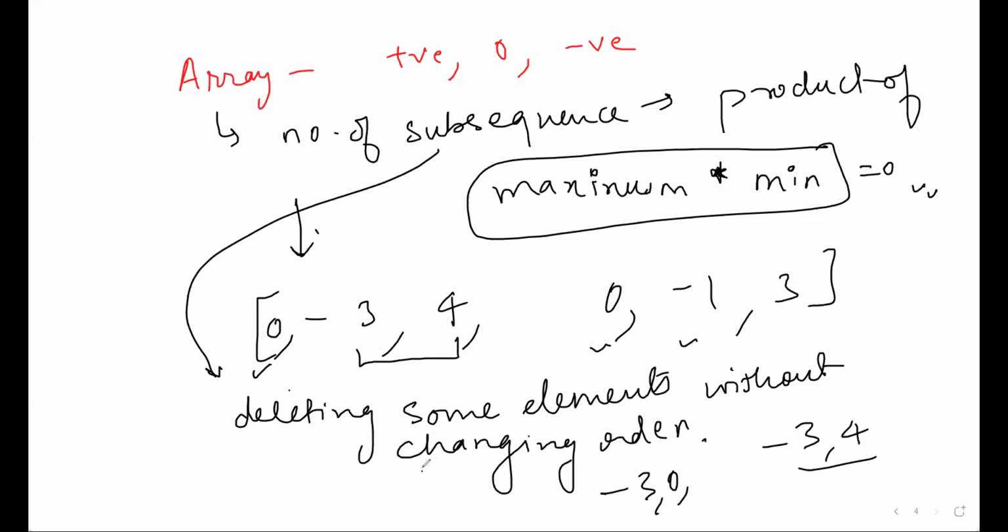Changing the order is very important. You cannot change the order. I cannot have 4 comma minus 3. This is not a subsequence because here I'm changing the order. Minus 3 in the array is coming before 4, but in my subsequence, I'm trying to take 4 before minus 3. So that is wrong.